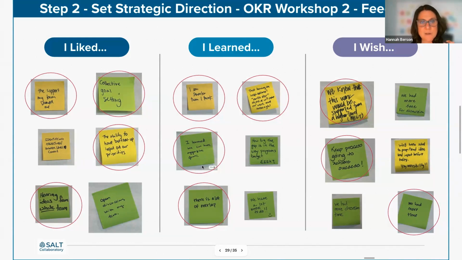I learned we can have aggressive goals. Who knew we could really push? That's awesome. I learned there's a lot of overlap between what we do. I wish we knew this work would be supported from the higher level, right? Sometimes this work starts with a particular group and not the top of the organization. And closing that gap is important.